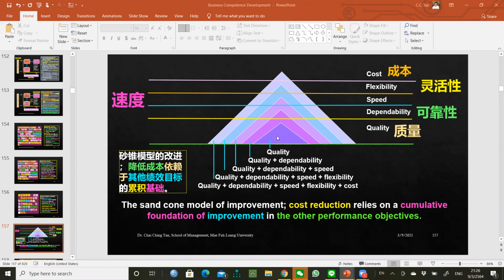Once you have the quality, then you can do things like deliver on time. Then you can speed up the things. Then you can make it flexible. Then you can control your cost. So the cost control comes from a set of the sand cone architecture that includes flexibility, speed, dependability, and quality, with the quality as the foundation. Okay, so the cost reduction relies on cumulative foundation improvement in all these other performance objectives. So continuous improvement has to be pivoted at this sand cone concept.